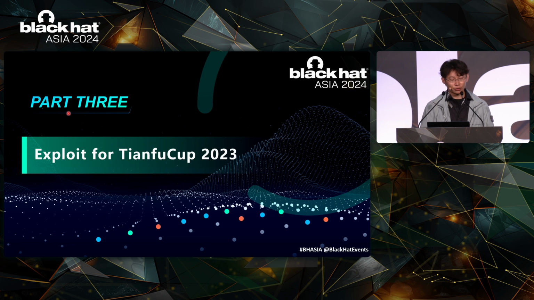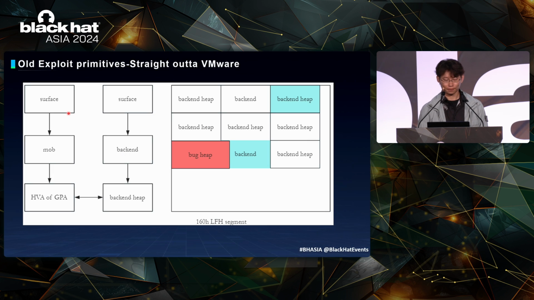So after finding useful bugs, how should we exploit them? Through this practical example, you should be able to exploit bugs more smoothly. In the white paper, straight out of VMware, they mentioned the component for exploiting vulnerabilities. In the SVGA device, there's a surface structure. A surface can bind to a mob structure, and the mob structure saves the HVA of the GPA. In addition, the surface can bind to a backend structure too, and the backend structure can apply for a backend heap.